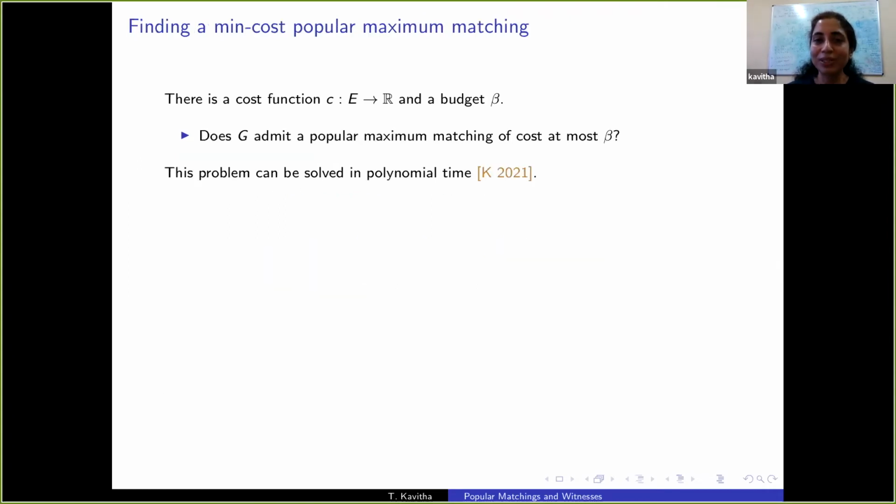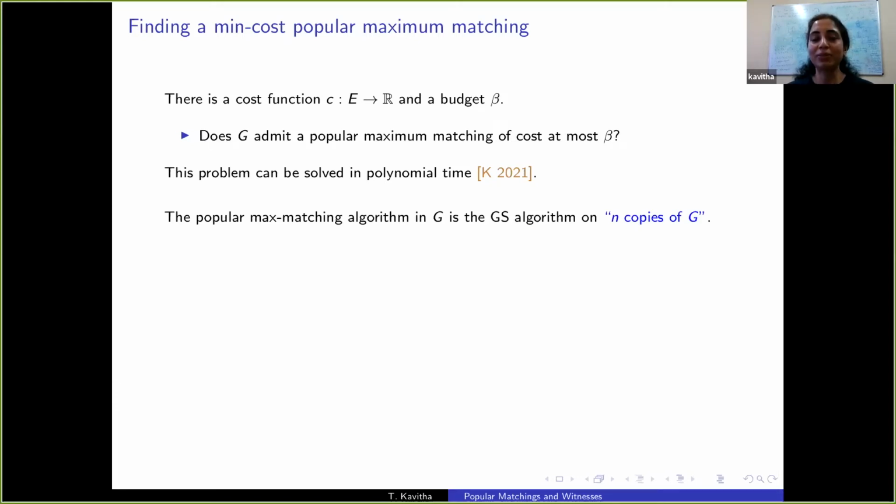My focus now is on the min cost variant of this. Suppose there is a cost function and a budget. I know how to find some popular maximum matching, but I want to find a min cost one, something that's within my budget. Can we do this efficiently? For popular assignments, the answer was it's NP-hard. However, here, the problem can be solved in polynomial time.